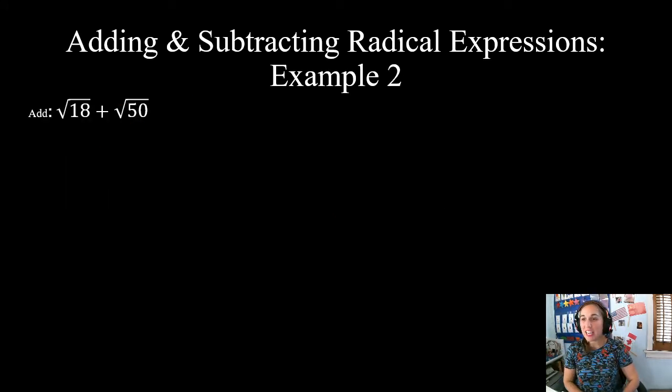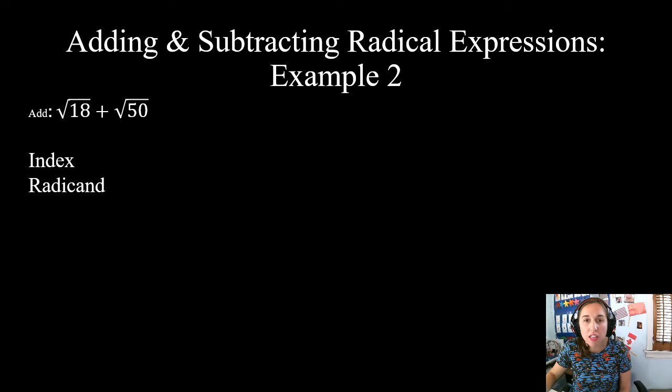Okay, here's our second example. These directions say to add the square root of 18 plus the square root of 50. And I'm going to ask myself that same question. Is the index the same and is the radicand the same for both of these terms? Because if they are, then I can just combine them, right? So let's start with the index. I look here and we're dealing with square roots, which means we have that little invisible 2 again for both of these. So the index is indeed the same.